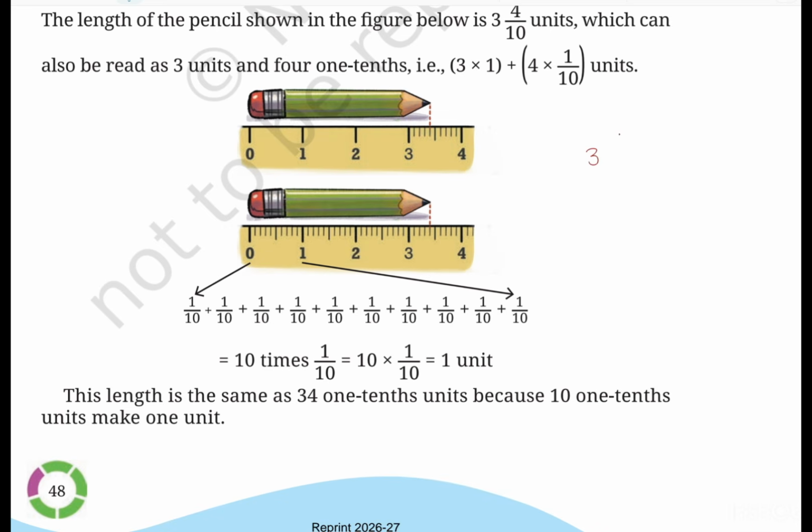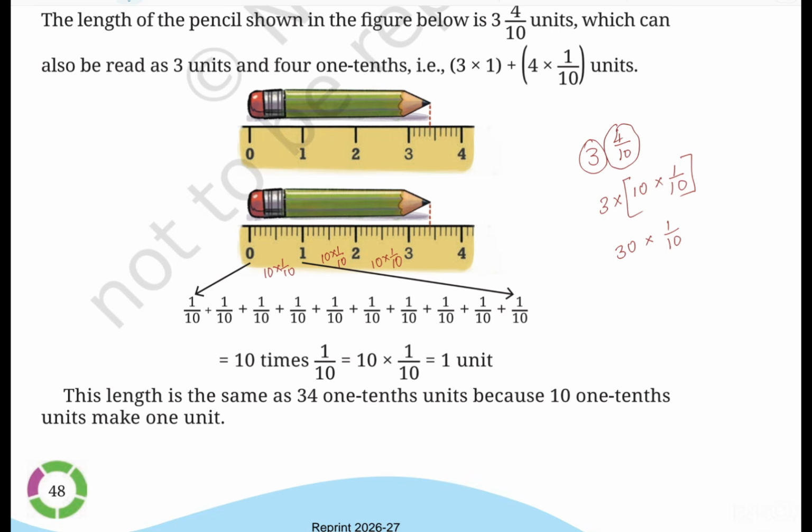So 3 and 4 by 10 units can be written as 3 times 10 into 1 by 10 units. Here 10 into 1 by 10 units are there, and here also 10 into 1 by 10 units, and here also 10 into 1 by 10 units. So 3 units means 3 times 10 into 1 by 10 units, that can be written as 30 times 1 by 10 units.